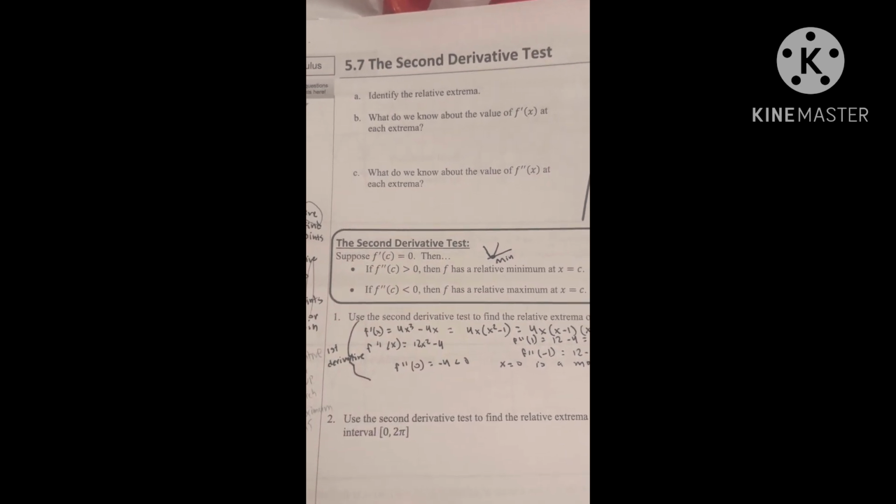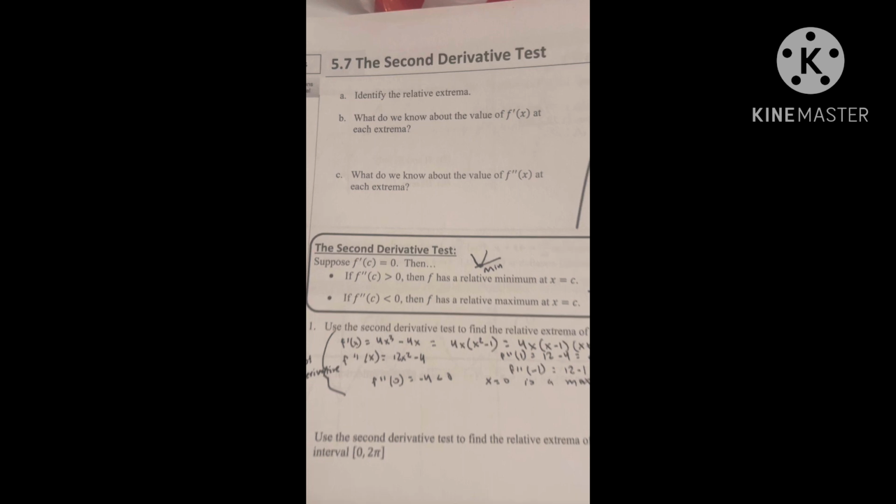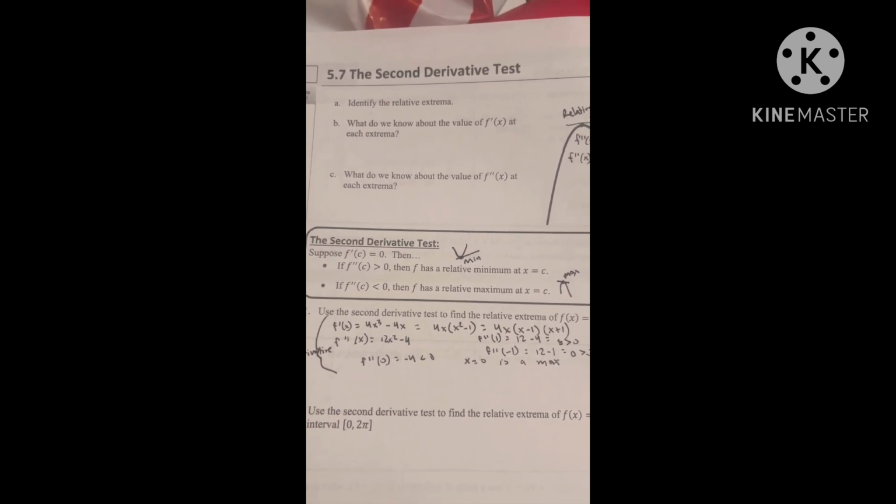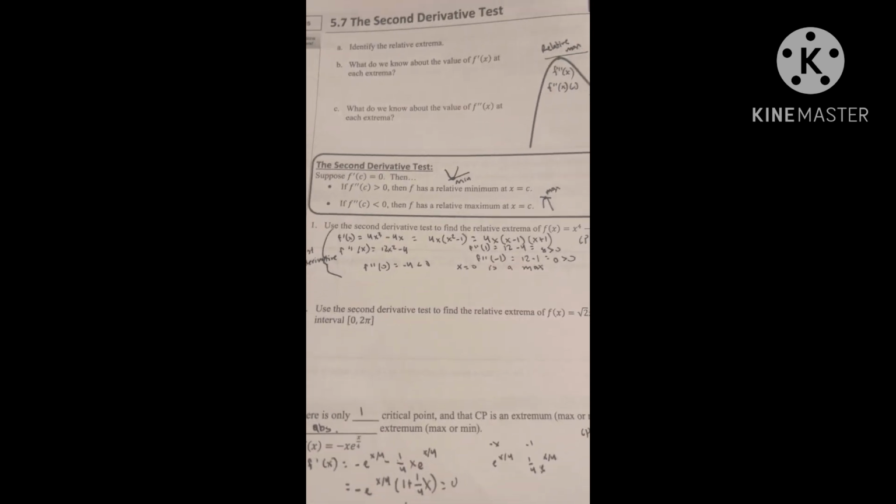Hi guys, we're doing 5.7, the second derivative test, and here I just wanted to point out some key pointers before we get into our problems. So for the second derivative test, since f prime of c is equal to 0, if f double prime of c is greater than 0, then f has a relative minimum at x equals c. And if f double prime of c is less than 0, then f has a relative maximum at x equals c. And that's very important when you're doing the second derivative test. So let's get right into it.